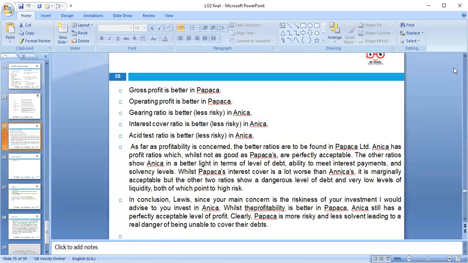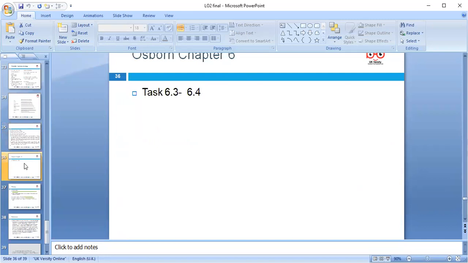And according to our analysis, we discussed that Papika is better on some measures, but the overall decision is that we invest in Anika compared to Papika, because Papika is a more risky company. According to the beta risk factor, the higher the risk, the higher the return, but the return is only a little higher compared to the risk. So that's why we prefer to go for Anika instead of Papika to invest in, and we can draw the decision.